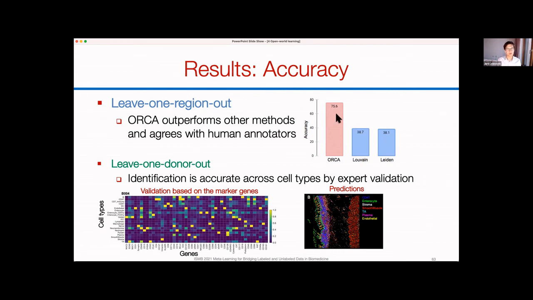And here is the data for the leave one donor out example, where we try to transfer across different humans, different donors. And here I'm showing you for different cell types and for given marker genes, you can see how the cell types discovered by the method have highly expressed marker genes that are actually correctly identified.